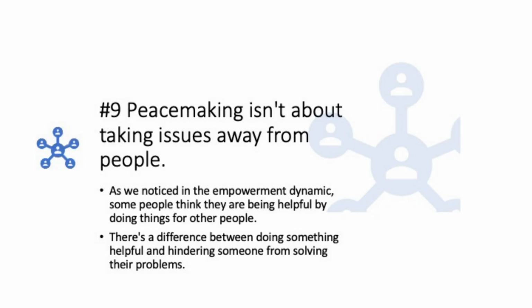Number 9, as we noticed in the empowerment dynamic, some people think they are being helpful by doing things for other people. Yet, there's a difference between doing something helpful and hindering someone from solving their problems, even if they ask you for help. Peacemaking isn't about taking issues away from people. It's helping them to resolve their problems so that they resolve them once and for all. Still, some people do need our help from time to time.